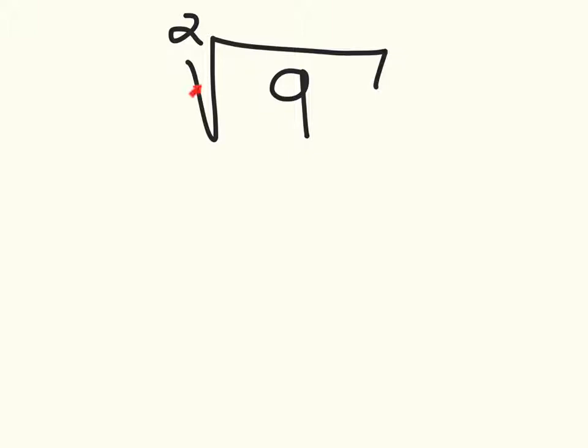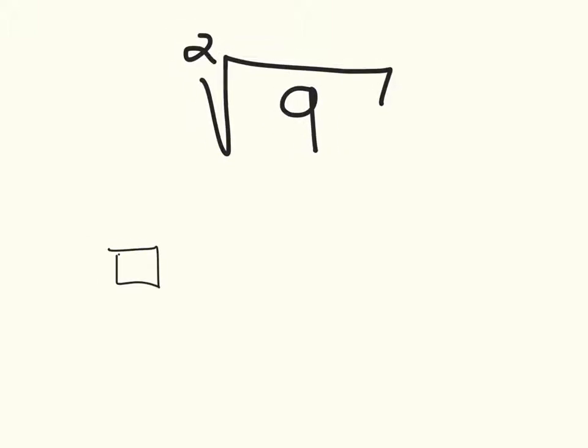When I look at this root, I see a 2 up here in the corner. That means that this is a second root. So I'm looking for the number that multiplies to itself twice in order to get 9. Or in other words, there is some sort of number, and the second power of that number equals 9. In order to find that number out, I'm going to break 9 up into its prime factors.